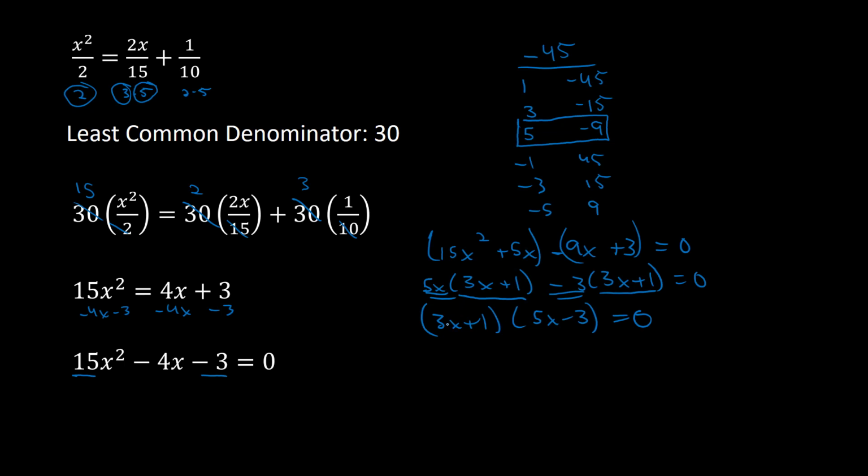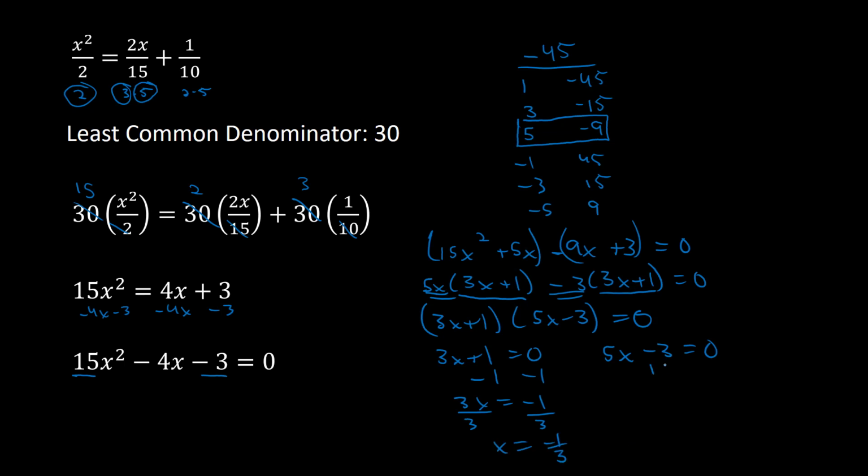And now I can use the zero product property, which says that when I have two numbers multiplied together and the product is 0, then one of these two numbers must be 0. So either 3x plus 1 equals 0, or 5x minus 3 equals 0. So solving the first one, I can subtract 1 from both sides. I get 3x equals negative 1. Then divide both sides by 3. I get x equals negative 1 over 3.